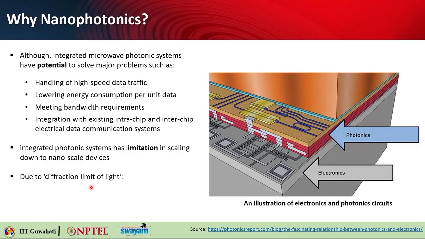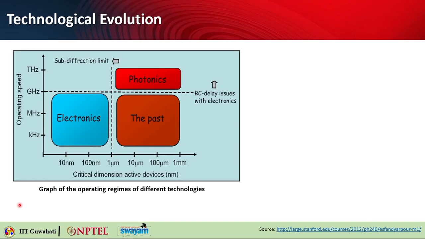Is that clear? So when you are in photonics, you have a limit called the diffraction limit of light. The diffraction limit tells you that light cannot be squeezed in a volume which is lesser than lambda by 2. So you cannot actually go sub-wavelength with photons, or you can say light cannot be squeezed into sub-wavelength volumes.